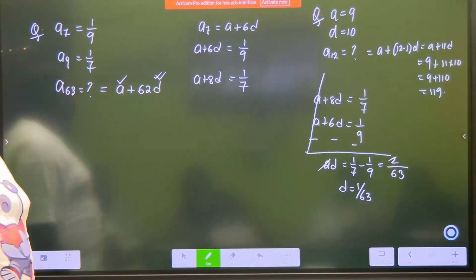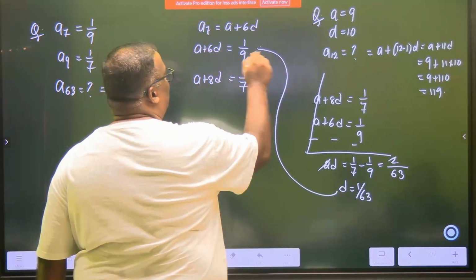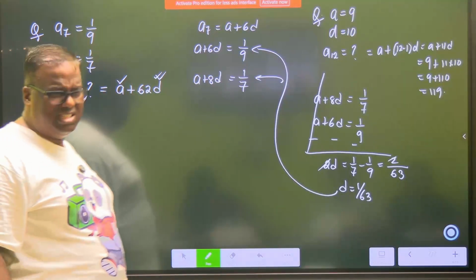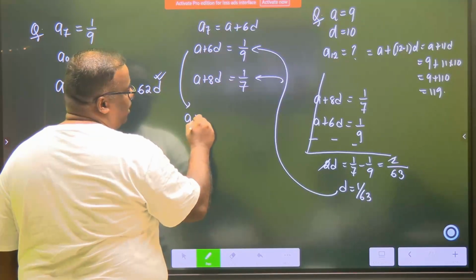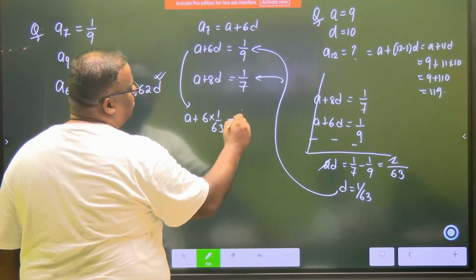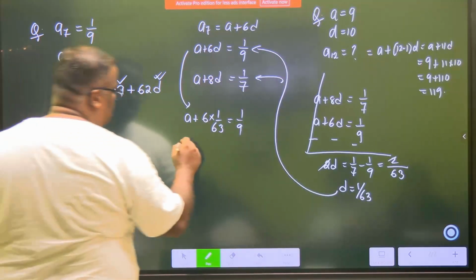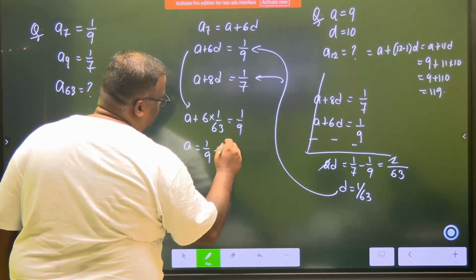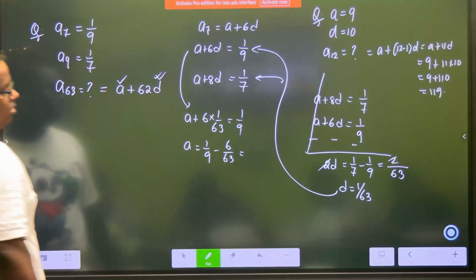Now we need to find out A. Put this value of D in any one of the equations of your choice. Which one do you want? I will take the 6D one. That's a simpler one. So this equation now becomes A plus 6 into 1 by 63 is equal to 1 by 9. Agreed? That means A should be equal to 1 by 9 minus how much? 6 by 63.